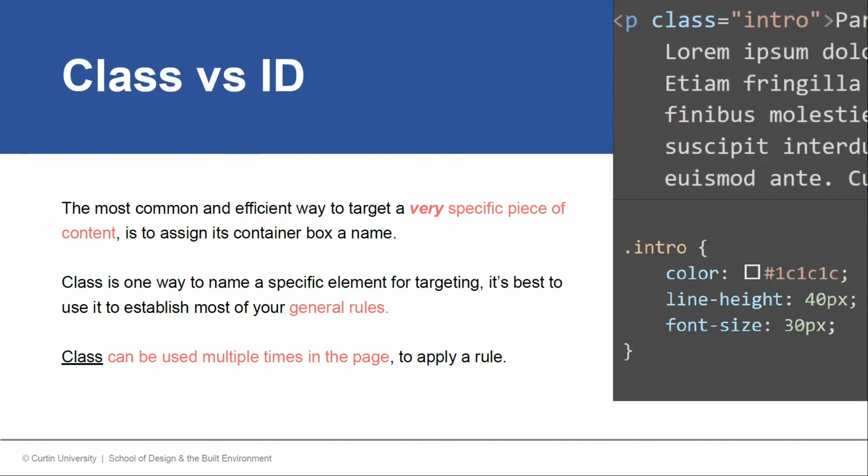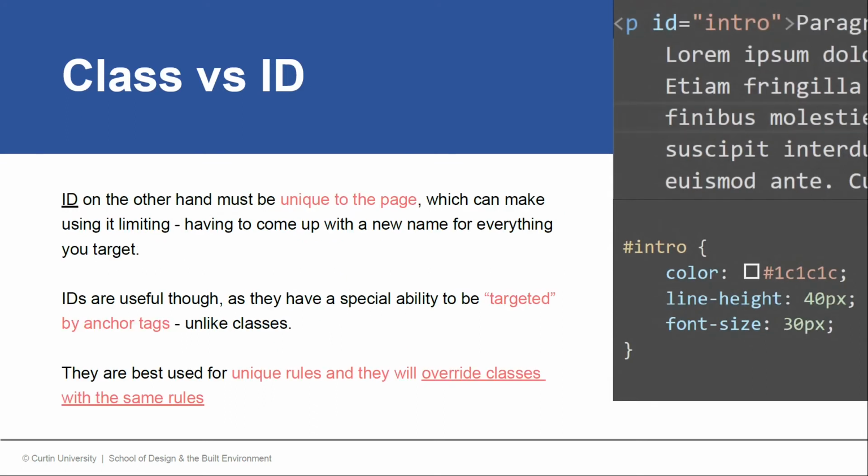So the next way to specifically select a piece of content is to use a class or an ID. This is kind of like giving an element a special name, and we only do this if we need a really specific piece of content to be changed. So class is one way to name a specific element for targeting, and it's best to use class. It's very good for creating a set of general rules that you can apply multiple times to your page.